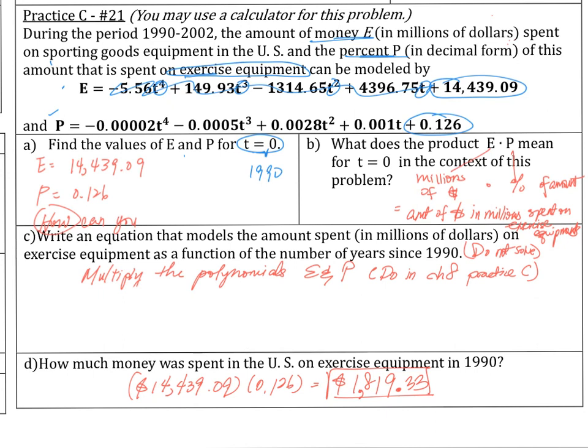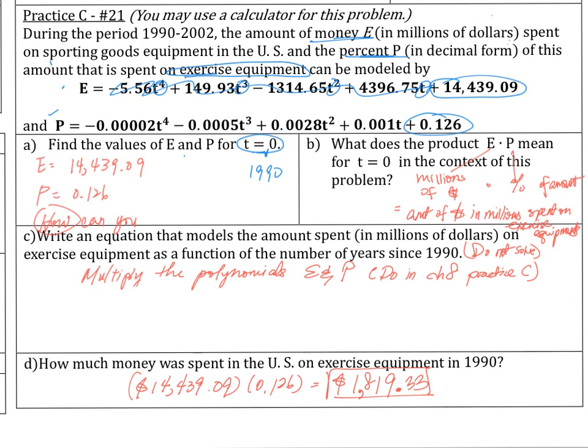How much money was spent in the U.S. on exercise equipment in 1990? Since this is T equal to 0, so that's easy. When T equal to 0, I can just take this number, because when T equal to 0, every term is going to be canceled out. And the same goes with P. So again, I could take this number and multiply it to this number.